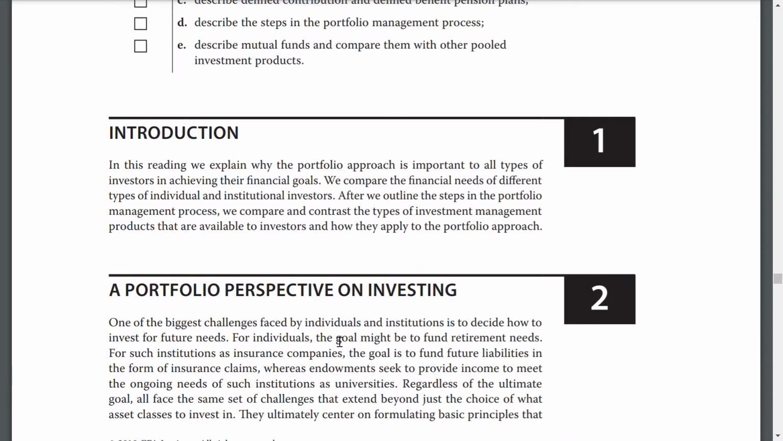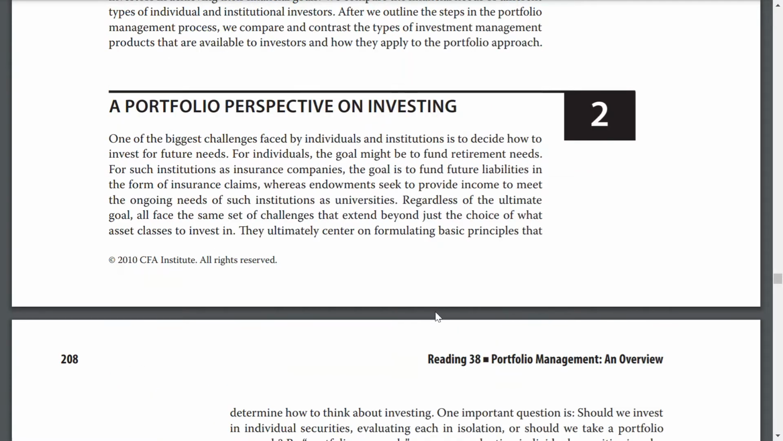Introduction. In this reading, we explain why the portfolio approach is important to all types of investors in achieving their financial goals. We compare the financial needs of different types of individual and institutional investors. After we outline the steps in the portfolio management process, we compare and contrast the types of investment management products that are available to investors and how they apply to the portfolio approach. The portfolio perspective in investing.